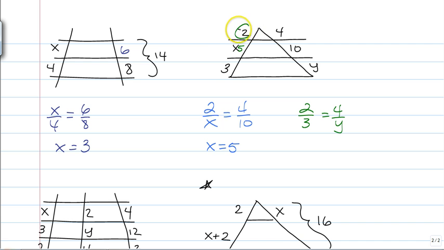You can go from here all the way down to here because those exact same ratios are going to be true on the left and right. So then you get your 2y is equal to 12, so y is equal to 6.